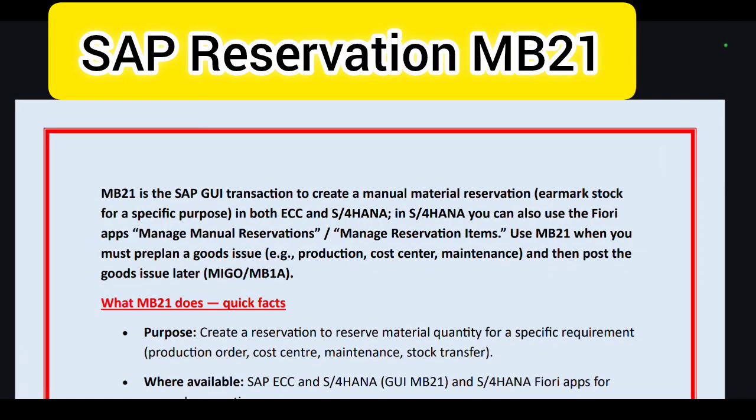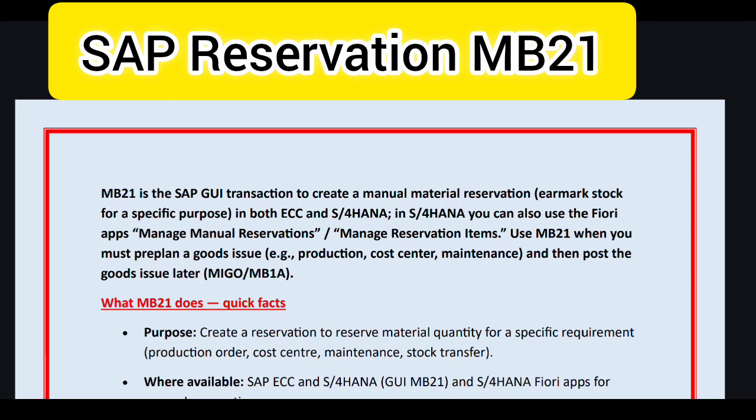Hello viewers, today I am going to discuss SAP reservation for different types of activity for material movement, right? MB21 is the SAP GUI transaction to create a manual material reservation in both ECC and S4 HANA. In S4 HANA you can also use Fiori apps for manual reservation, right? For this you can use the MB21 SAP code.